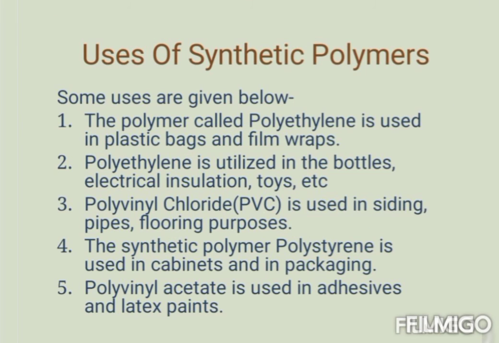Uses of synthetic polymers. Some uses are given below. The polymer called polyethylene is used in plastic bags and film wraps. Polyethylene is also utilized in bottles, electrical insulation, toys, etc. Polyvinyl chloride (PVC) is used in siding, pipes, and flooring. The synthetic polymer polystyrene is used in cabinets and in packaging. Polyvinyl acetate is used in adhesives and latex paints.